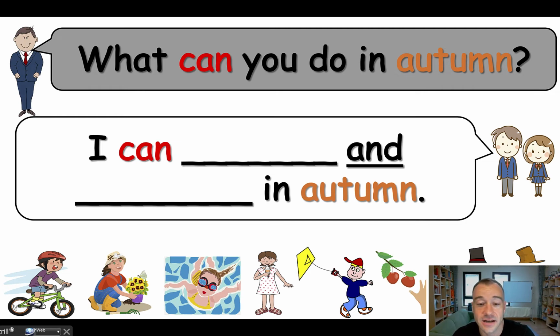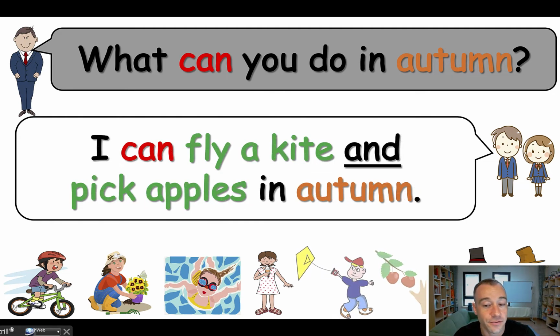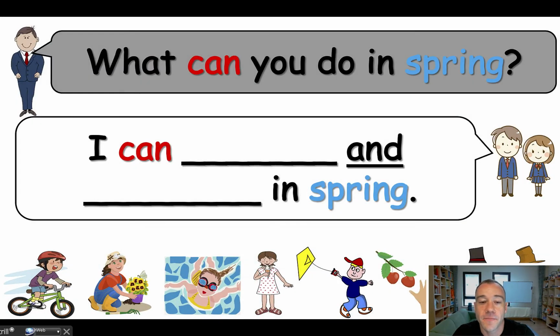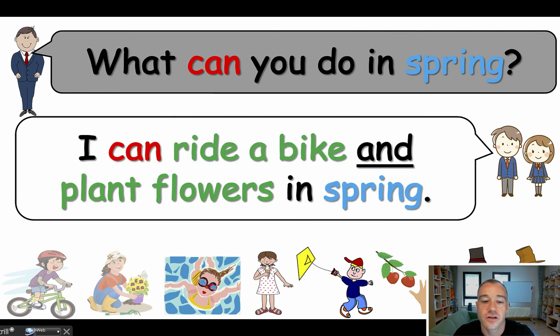I can fly a kite and pick apples in autumn. And you can do actions, right? I can fly a kite and pick apples in autumn, whatever the actions you have for each word. You can drill it. I would drill it with the whole class, obviously, get them to say it. You can drill it by row. There's tons of ways you can drill. So go through each one.